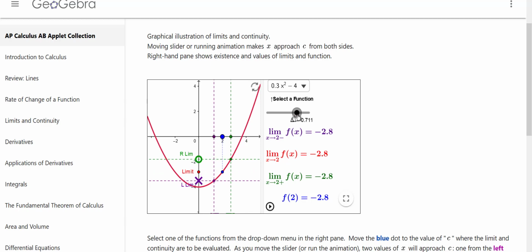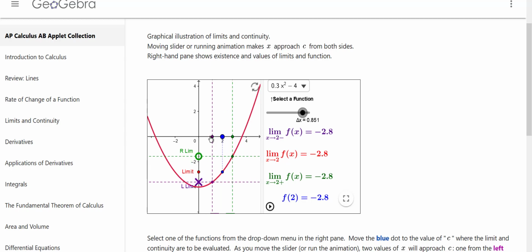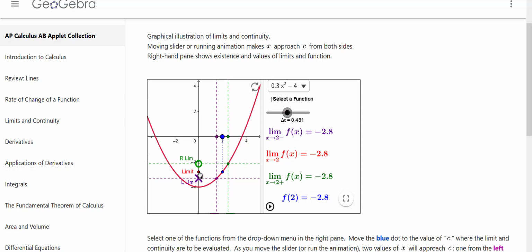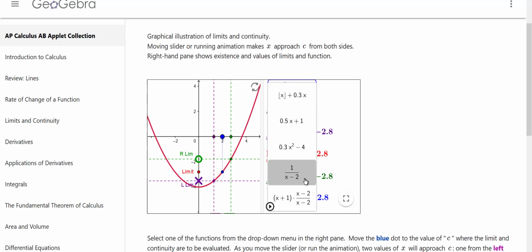Right? So the right-hand limit is the green. That right-hand limit is approaching the negative 2.8. The left-hand limit is the purple. It's also approaching that same function value. And then the two-sided limit would be both of those things coming towards the same place, so it's the same value. So that's the idea with this. And we're going to look at lots of different situations.